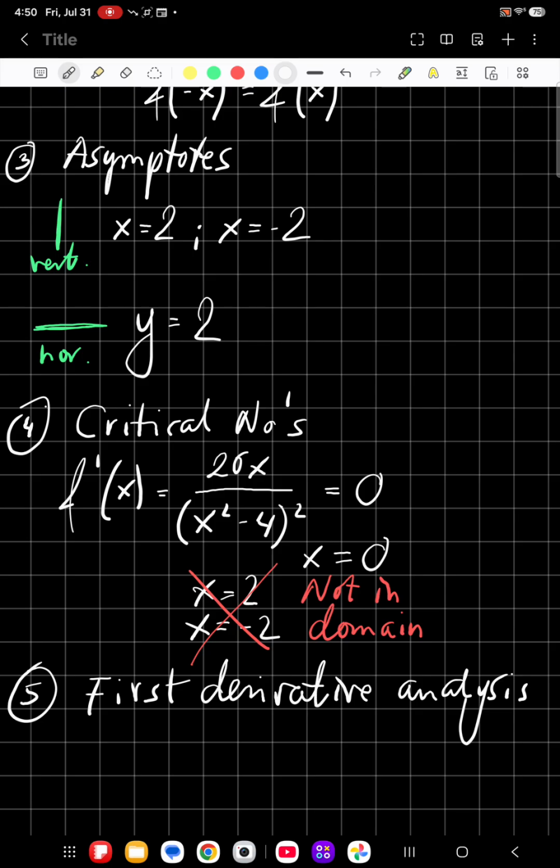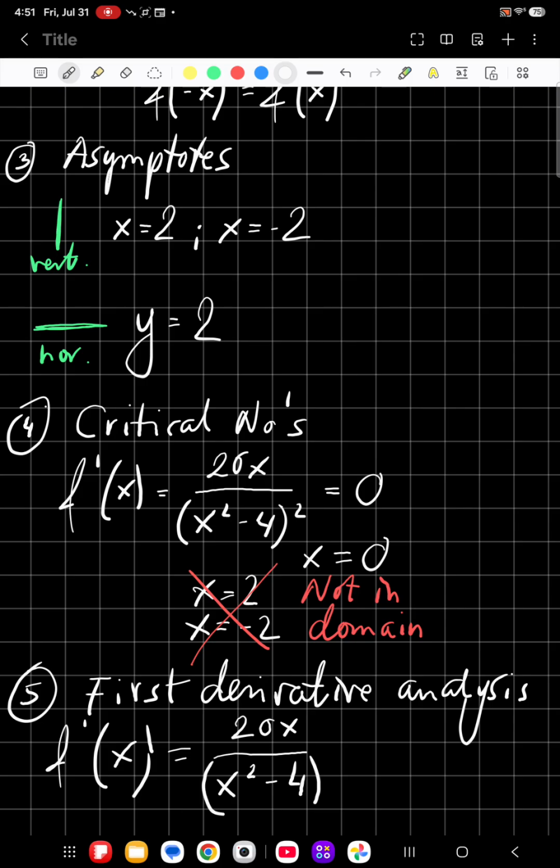And yeah, so let's write down that first derivative. So that's f prime of x. Right, so that was 20x, and the bottom was x squared minus 4, and this was to the second power.